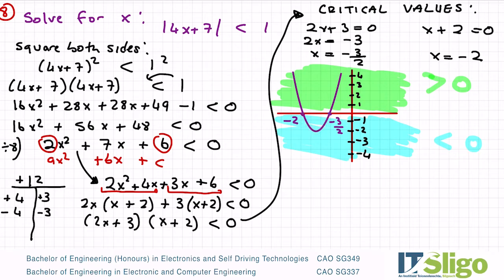For any value which is less than minus 2, so minus 3 for example, or minus 4, or any x value that's greater than minus 3 over 2, we're going to get a positive answer, or an answer greater than 0. So the solution to this question is 2x squared plus 7x plus 6 is less than 0 when minus 2 is less than x is less than minus 3 over 2.